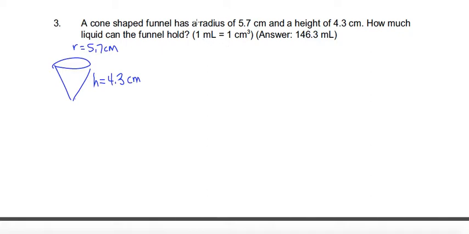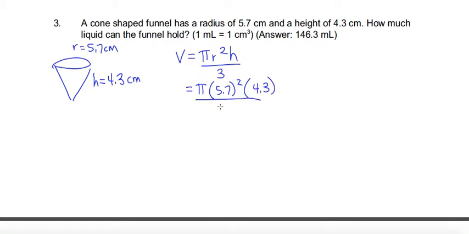So we're going to use that same conversion factor of 1 milliliter is equal to 1.1 centimeters cubed. This time we're going to use the pi button on our calculators. So the volume of a cone is pi r squared times height divided by 3. In order to use the pi button, I'm going to keep my pi until the very last step of this equation. So I'm going to have pi, my radius is 5.7 squared, and my height is 4.3. I'm dividing this by 3.